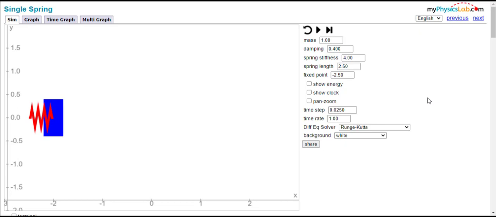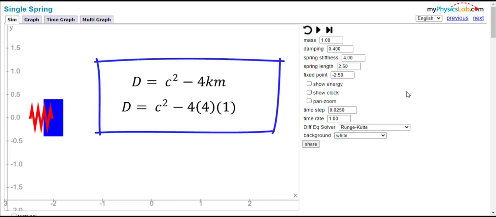So now first let us talk about the critically damped case. To have a critically damped case, we have to have c square minus 4km equal to 0, which means c square is equal to 4km. Suppose you take mass as 1 and spring constant as 4, and if you take c as 4, then we will be in the critically damped state.